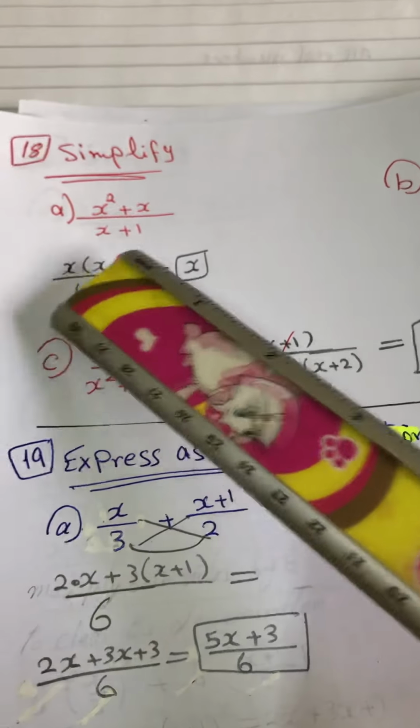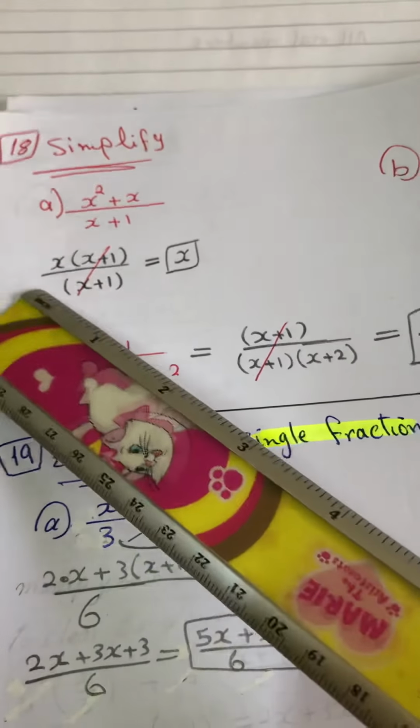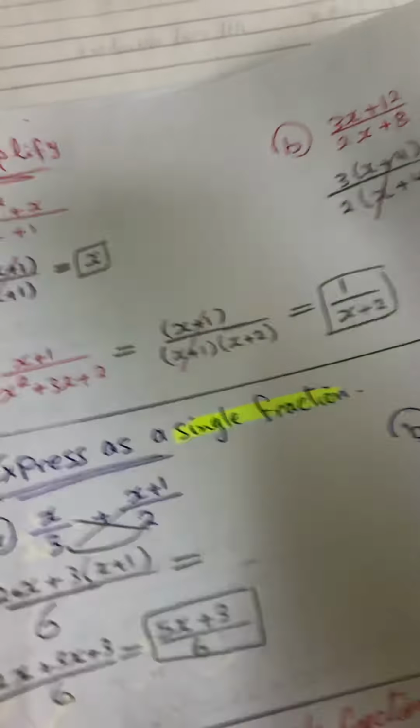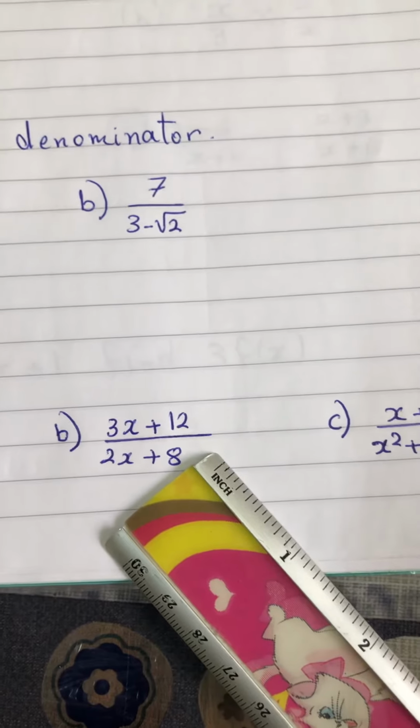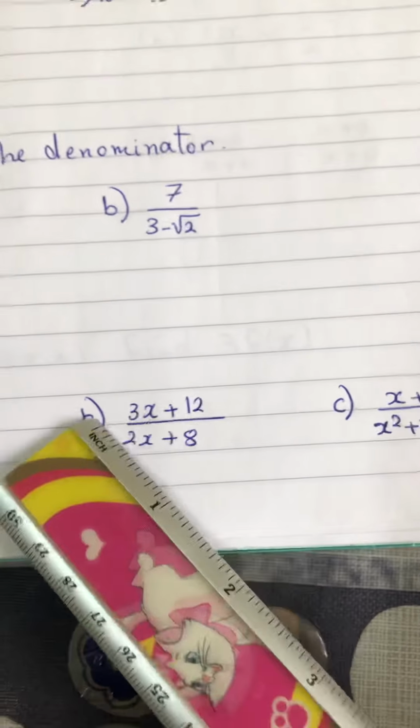And cancel x plus 1 up and x plus 1 down. So the answer is just x. Also here, I want to simplify 3x plus 12 over 2x plus 8. I'll factorize the numerator, then factorize the denominator.